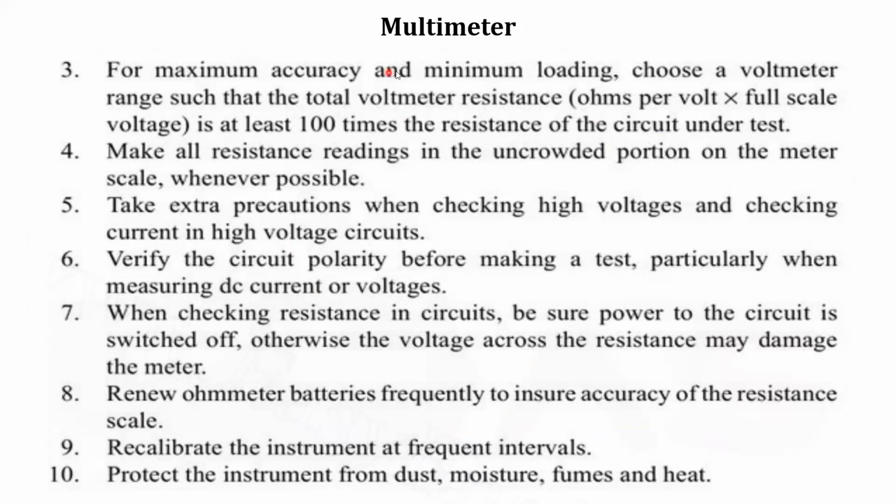For maximum accuracy and minimum loading effect we have to take care, and choose a voltmeter range such that the total voltmeter resistance is at least 100 times the resistance of the circuit under test. We should make sure the resistor value of the circuit under test is 100 times less than that.